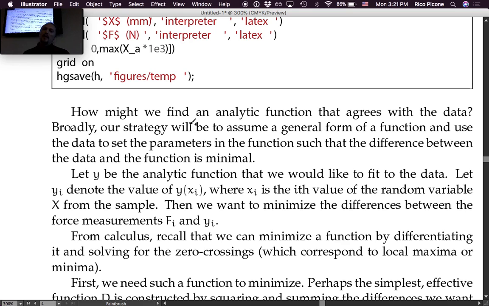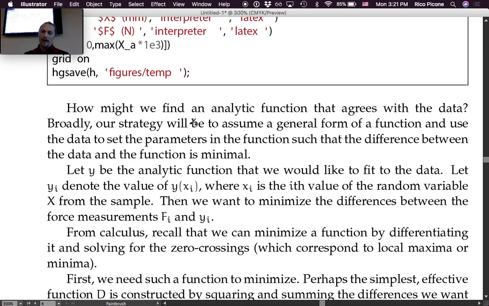Let y be the analytic function that we would like to fit to the data. Let y sub i denote the value of y of x_i, where x_i is the ith value of the random variable x from the sample. Then we want to minimize the differences between the force measurements f_i and y_i.